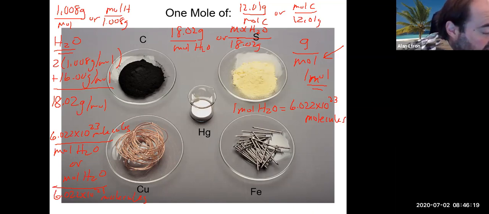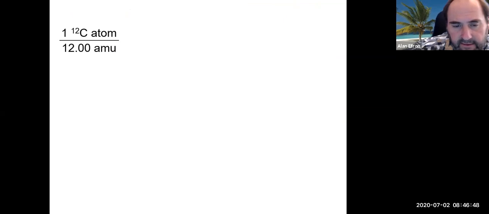Again, a mole of magnesium is 24.31 grams, while a mole of bromine is about 79 grams. So even though they're all technically one mole quantities, they may appear to be different amounts. And again, that's because a mole of one element represents a certain amount of grams, and that is different than a mole of another element. Any questions on that there?